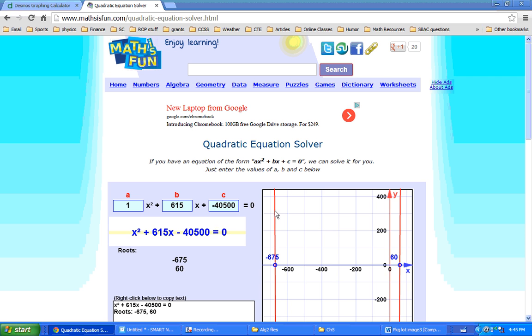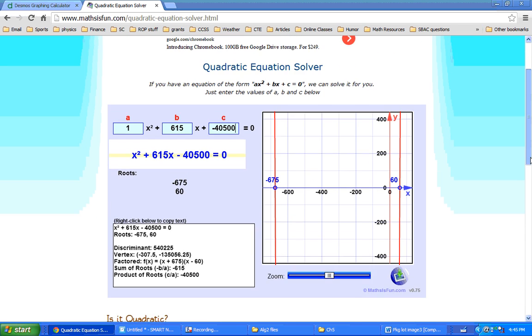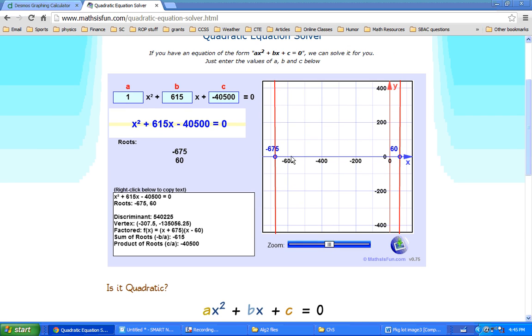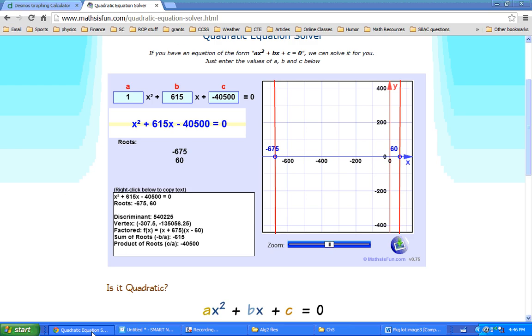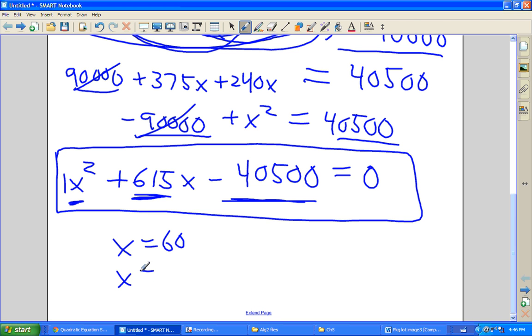What this means is you have this gigantic parabola they've shown you here in red. This gigantic parabola crosses the x-axis in two places, when x equals minus 675 and when x equals 60. That's when the function equals 0. Those are your solutions. And all you're doing is solving for x. So we said x equals 60 and x equals, what was it again? Minus 675.